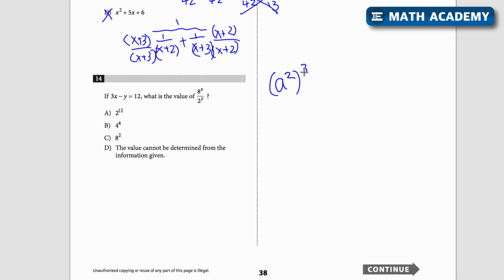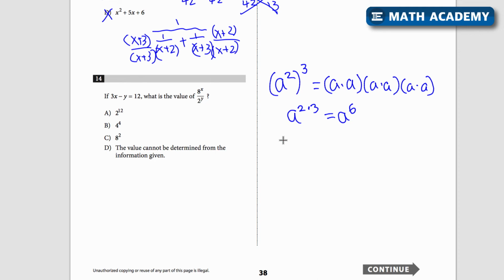If we have a squared raised to the third power, what would this simplify to? Well, a squared just means a times a, and raising that to the third power means I multiply it by itself 3 times. So I'm going to have another times a, and one more right here. Altogether, how many a's do we have being multiplied by each other? Well, there's 3 sets of 2 a's, so that's 6. So that's going to be a to the 2 times 3, which is a to the 6th power. So we'll use that in solving this problem.